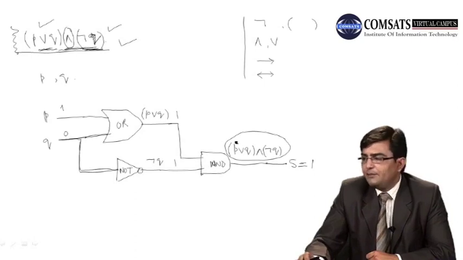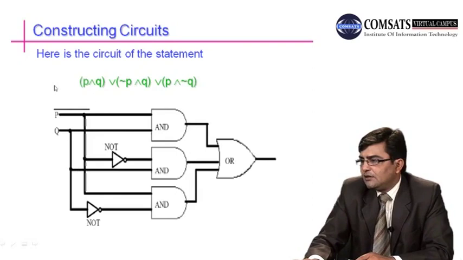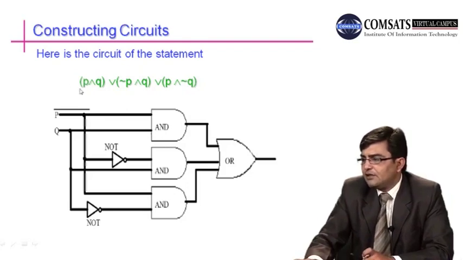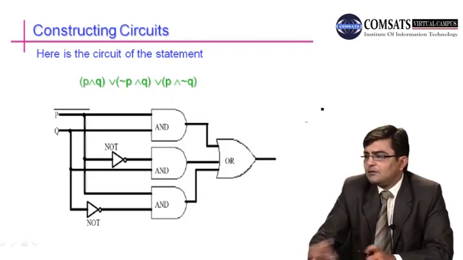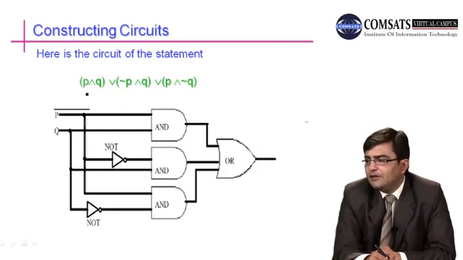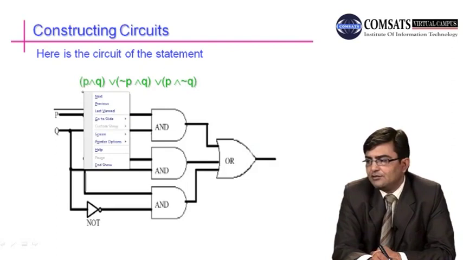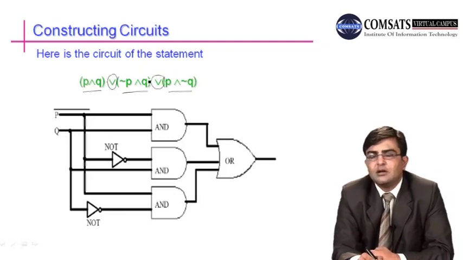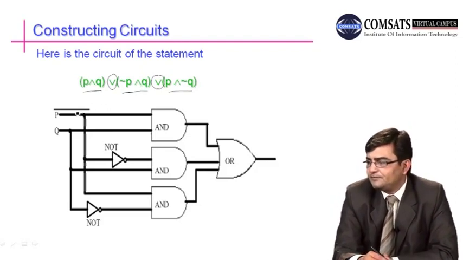I take another example here. In this, we shall construct a circuit for the expression given by (P and Q) or (not P and Q) or (P and not Q). So in this expression we have actually 3 sub expressions. P and Q is enclosed by brackets, not P and Q, and P and not Q. These 3 expressions are connected by OR operator, which is the disjunction operator, or you can say the OR logic gate.